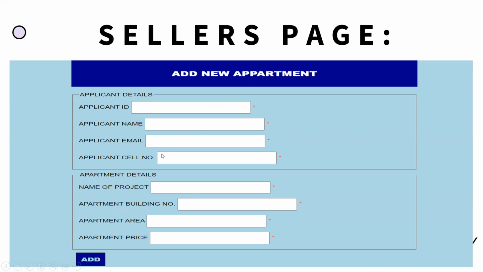So you can just add the apartment details to sell over here by clicking the add button, which in the backend is connected to a database. By using MySQL, these details will be directly added to the database that I have created, that I will show in the later demo.